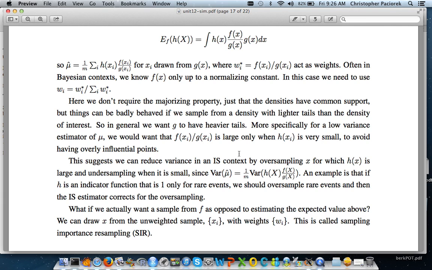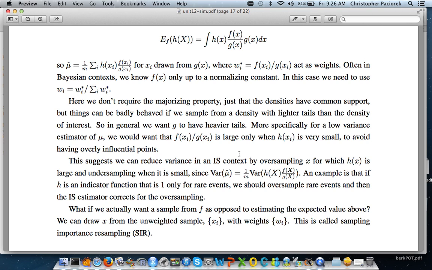So I could think about choosing some g that tries to match what f is, but I can actually be somewhat smarter than that, because what's happening with h? Well, the h function is basically just this function here. It's just an indicator function that's 0 here and 1 when I'm beyond there. So the smart thing to do in this case is actually to have g, my sampling density, put a lot of its mass out here and not so much of it here. So I might choose a g that looks something like this, for example.